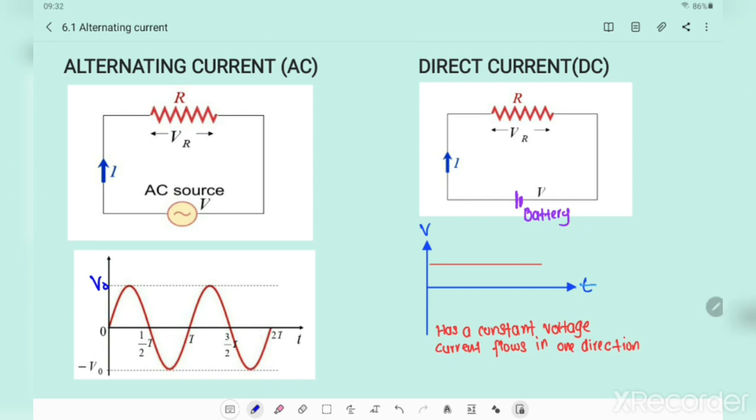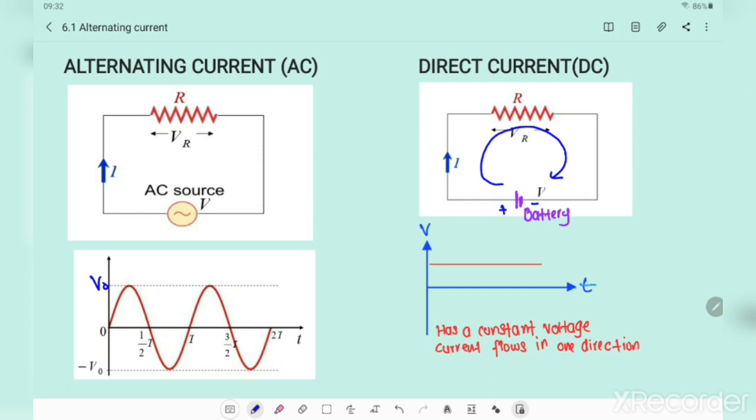Let me explain the direct current first. When the circuit is connected to the battery or to the dry cell, the current will flow in one direction, from the positive terminal to the negative terminal through the resistor. The charge is always flowing in the same direction.